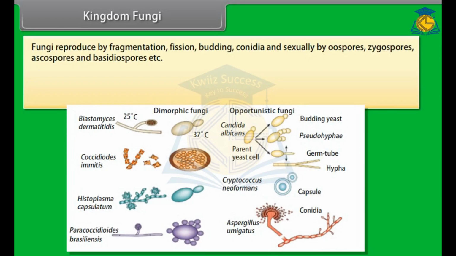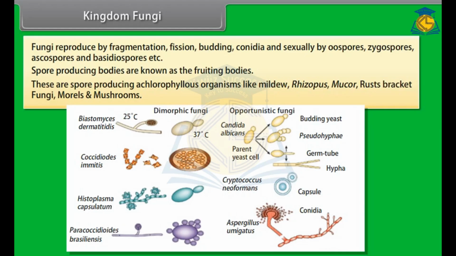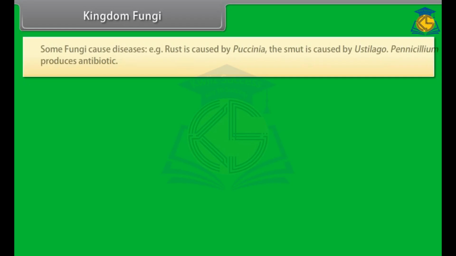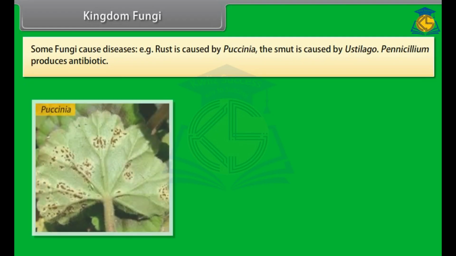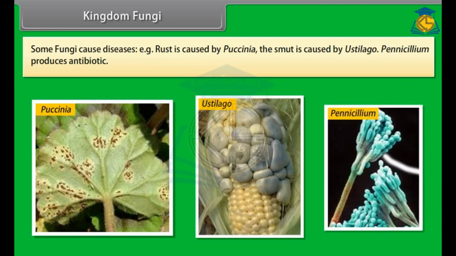Fungi reproduce by fragmentation, fission, budding, conidia, and sexually by oospores, zygospores, ascospores, and basidiospores, etc. Spore-producing bodies are known as the fruiting bodies. These are spore-producing achlorophyllous organisms like mildew, Rhizopus, Mucor, rusts, bracket fungi, morels, and mushrooms. Some fungi cause diseases. For example, rust is caused by Puccinia, and smut is caused by Ustilago. Penicillium produces antibiotics.